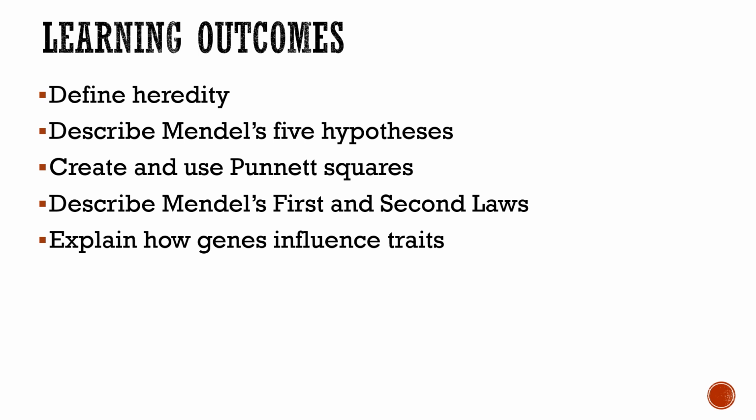So our learning outcomes for this part: defining heredity, talking about Mendel's 5 hypotheses, how to do Punnett squares. So this is something we looked at last week in lab, Mendel's first and second laws, and then actually kind of recapping gene expression, talking about how genes influence traits.